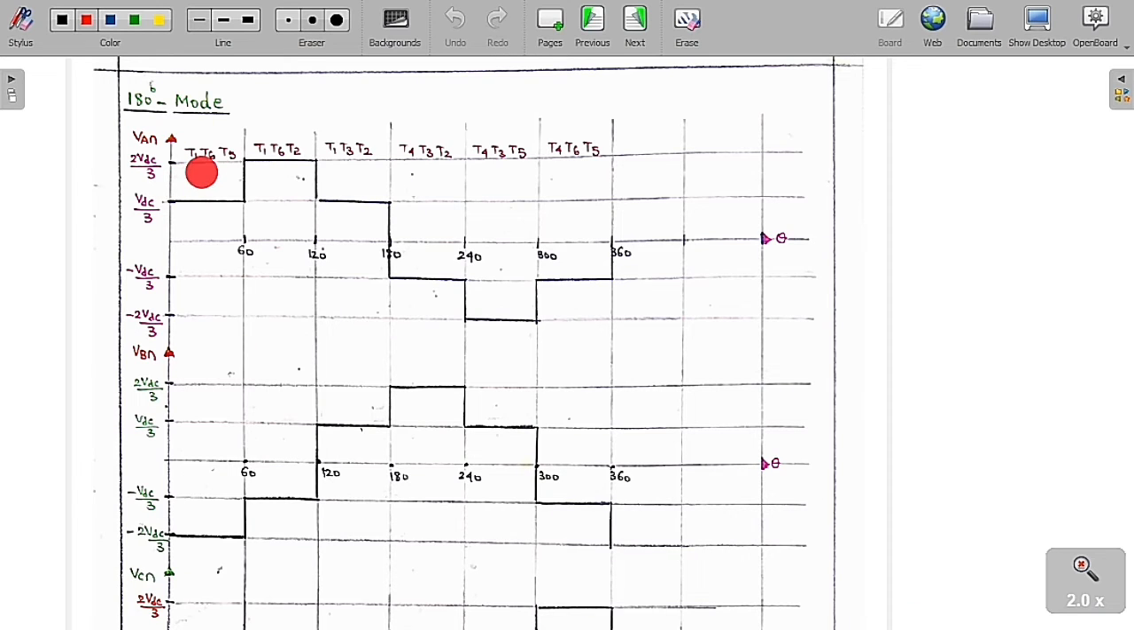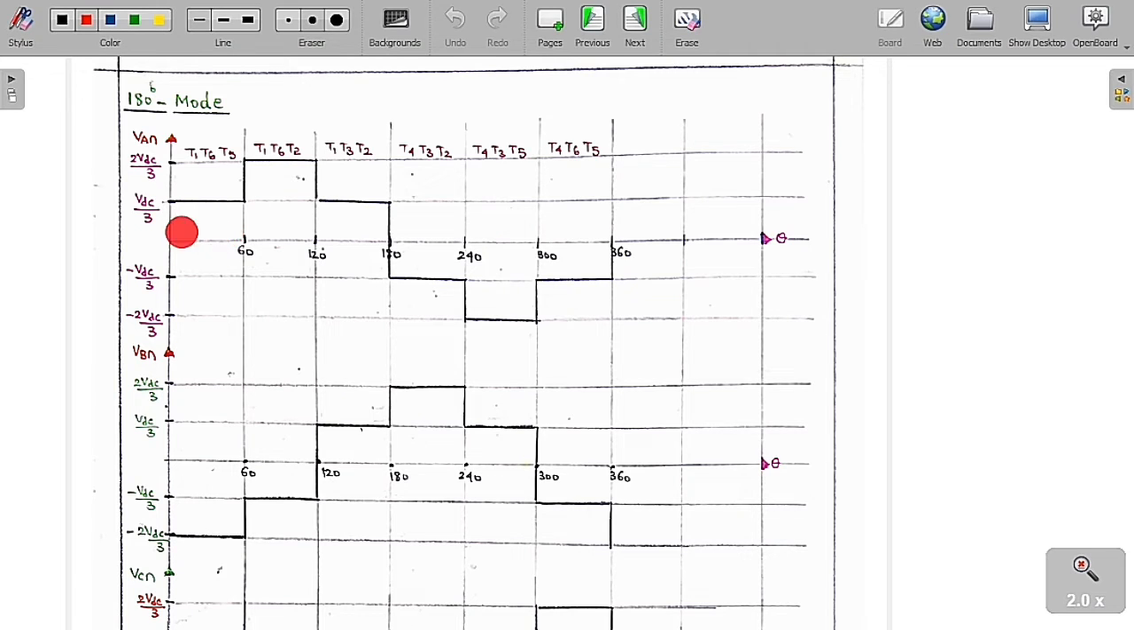Now we are going to draw the phase voltages and also the line voltages. The phase voltages which we are going to draw are VAN, VBN and VCN. And then we are going to find the line voltage VAB, which is VAN minus VBN. So these are the graphs that we are going to draw.